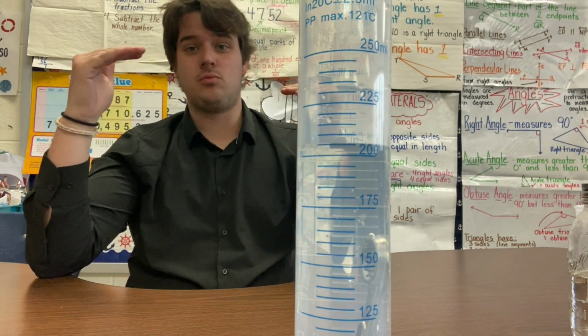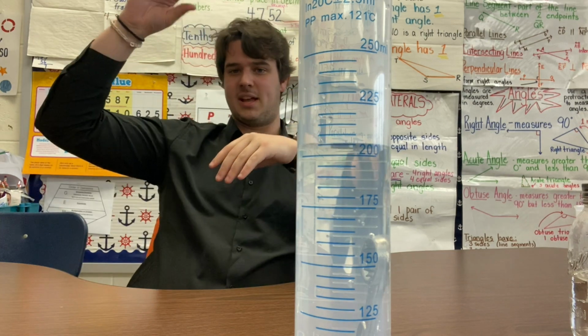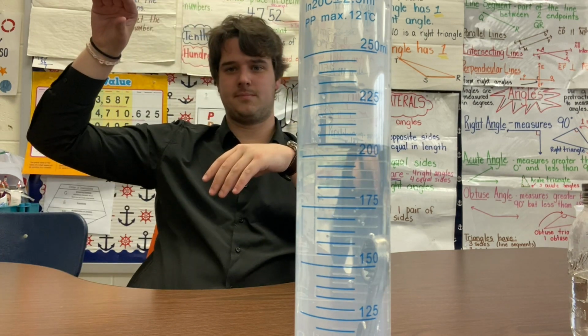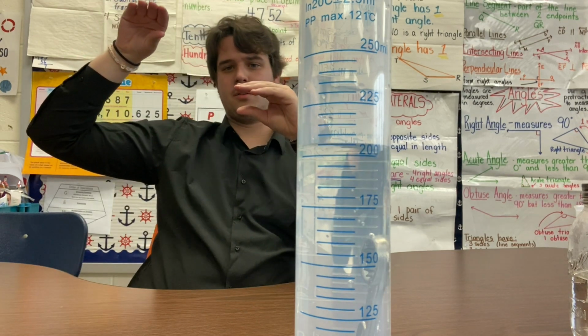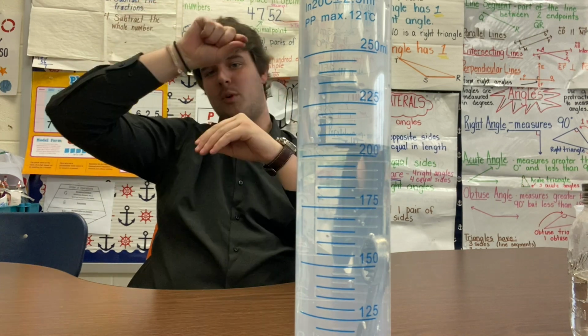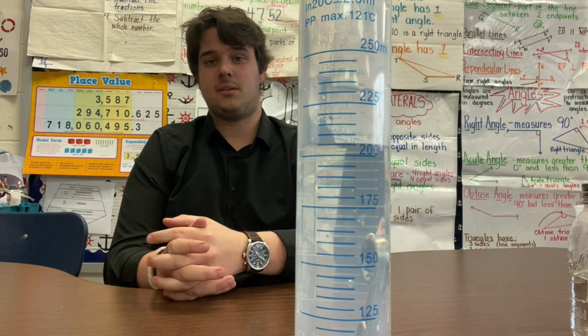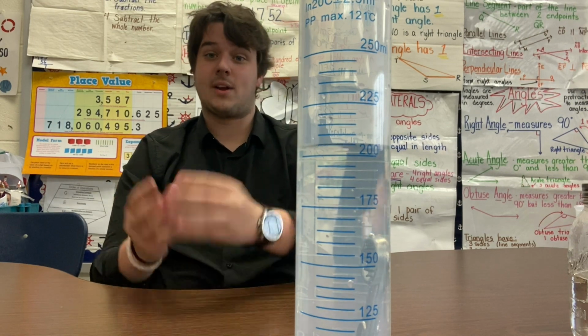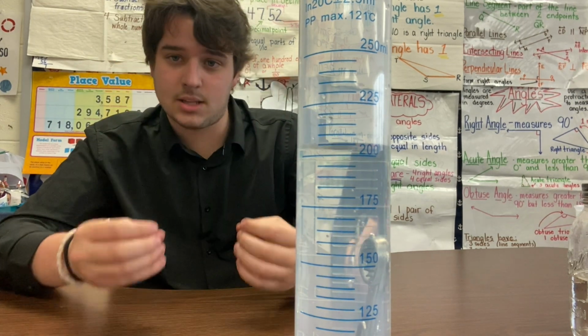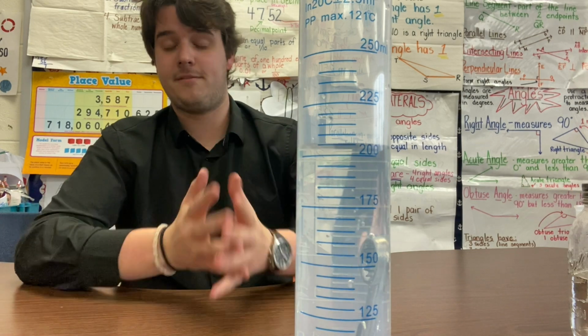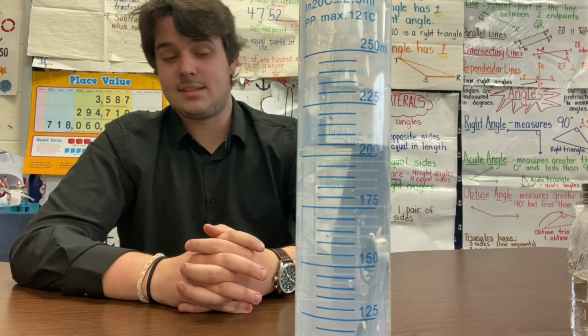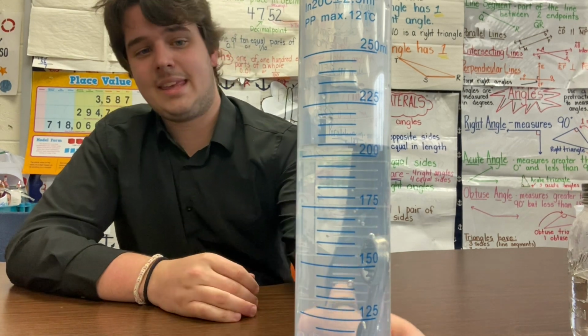What we're going to do with those two numbers is take the water plus the wrench, 205 milliliters. Then we have just the water, which is 200 milliliters. We're going to subtract those values, and we're left with 5 milliliters. The volume of our wrench, or how much space our wrench takes up, is going to be 5 milliliters. That is how you find the volume of a solid.